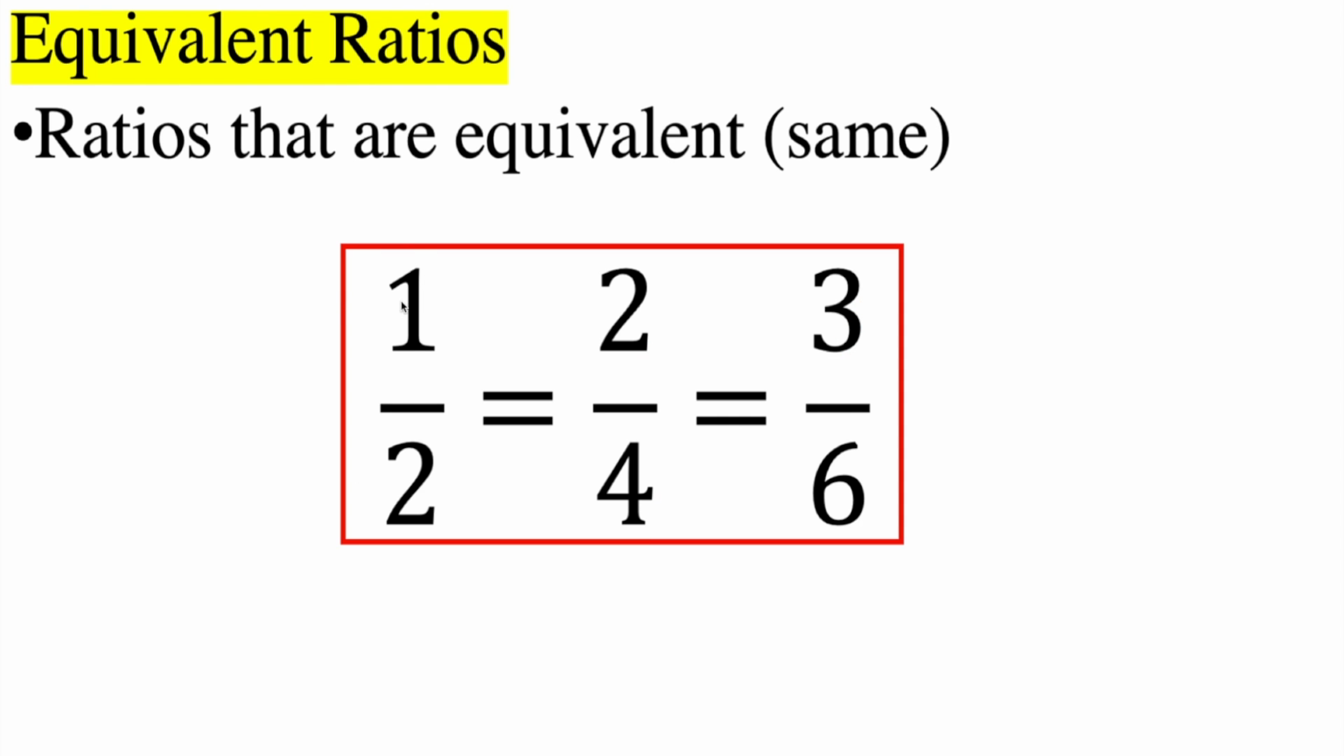Let's say you have $1 and you have 2 friends. Each friend would get 50 cents. Here, let's say you have $2 and you have 4 friends. Again, each friend would get 50 cents because 4 times 50 cents is $2. And last one, if you have $3 and 6 friends, each person would get 50 cents. It's a half.